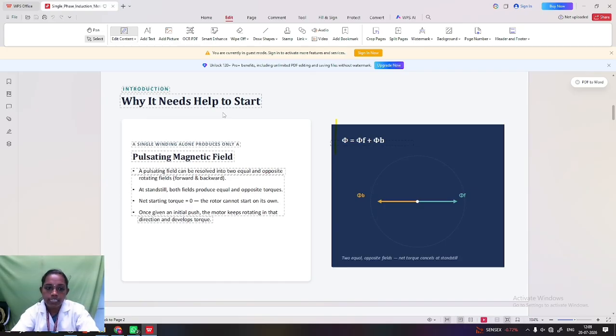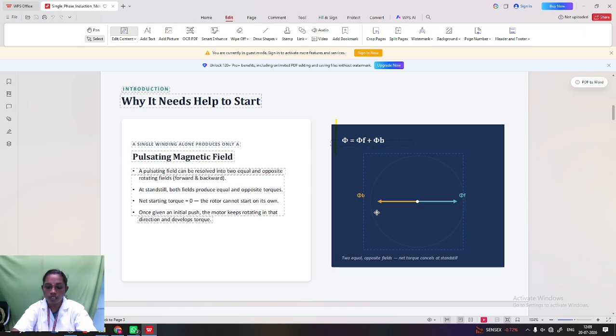Next, we give a single phase AC supply, so it is called a single phase induction motor. If we give the single phase AC supply, it produces a pulsating magnetic field. The pulsating magnetic field can be resolved into two equal and opposite rotating fields. That is, two rotating fields are created. One is a forward rotating field, and the other is a backward rotating field.